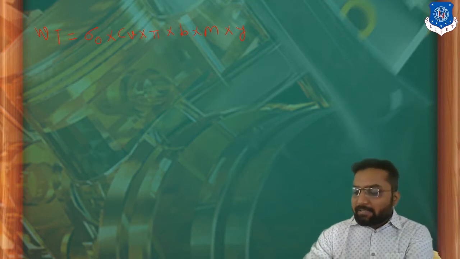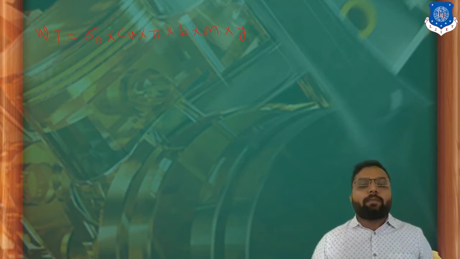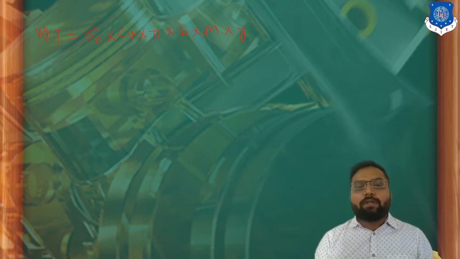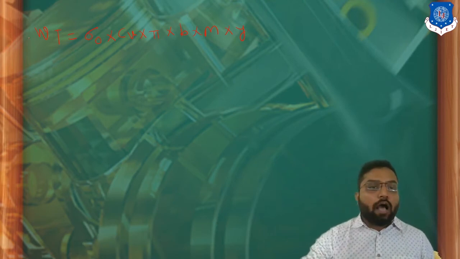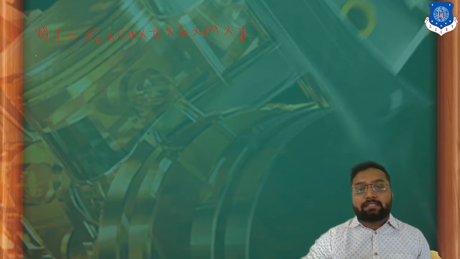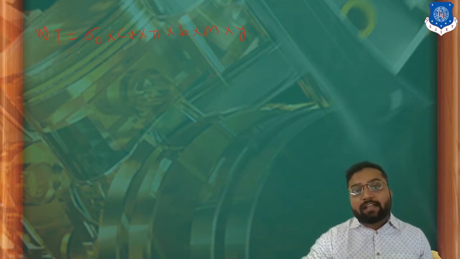So first of all, Wt is nothing but sigma 0 into Cv into pi into b into m into y, where sigma 0 could be either the allowable stress for a pinion or the allowable stress for a gear. So how are you going to determine this sigma 0, whether it is pinion or whether it is gear?